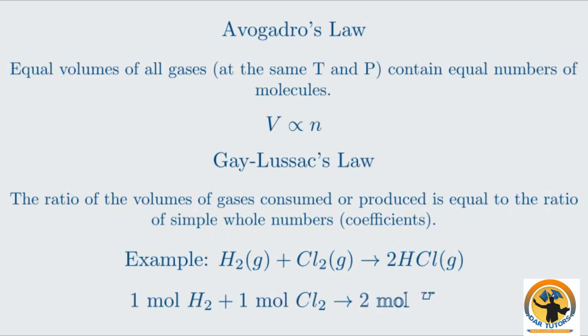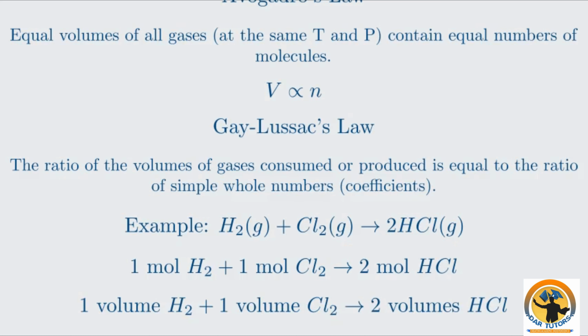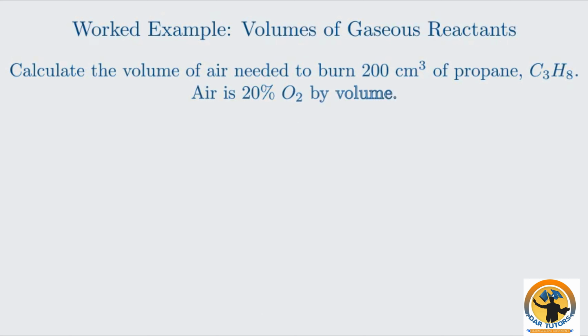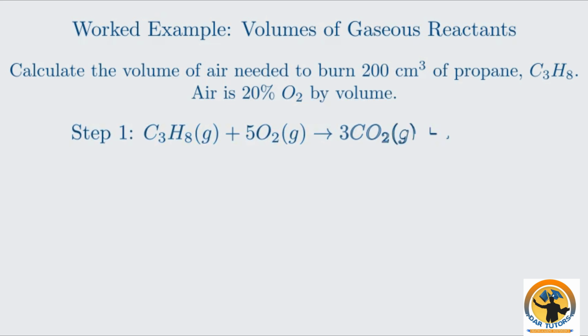1 volume of H2 plus 1 volume of Cl2 yields 2 volumes of HCl. Let's work through an example. Calculate the volume of air needed to burn 200 cm³ of propane, C3H8. Air is approximately 20% oxygen by volume. First, write and balance the combustion equation. Propane plus oxygen yields carbon dioxide and water.